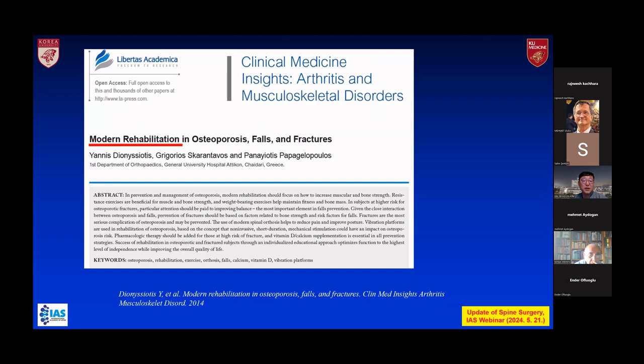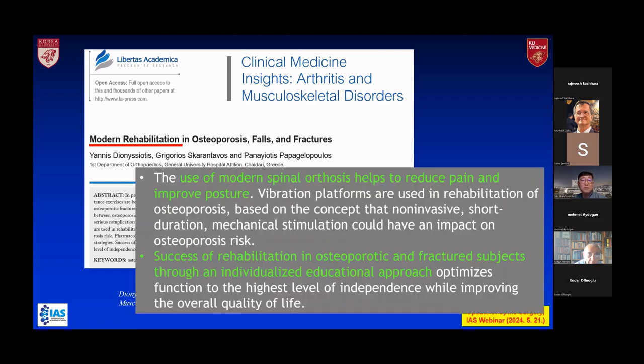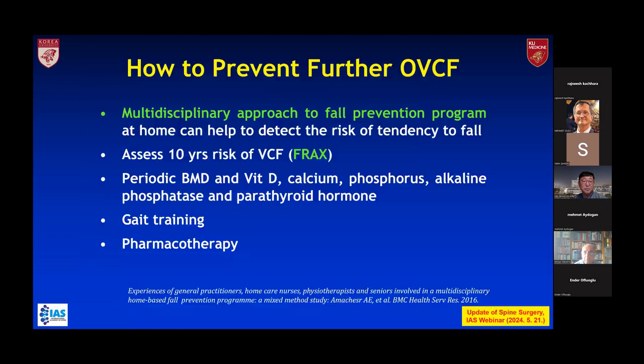The modern rehabilitation aspect: the use of modern spinal orthosis helps to reduce pain and improve posture. The success of rehabilitation in osteoporotic patients through an individualized educational approach is important.